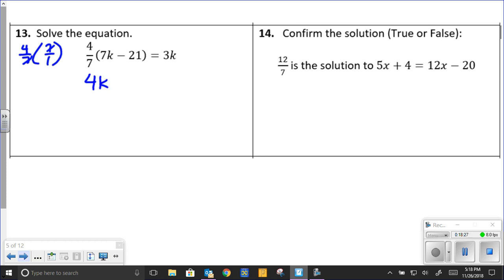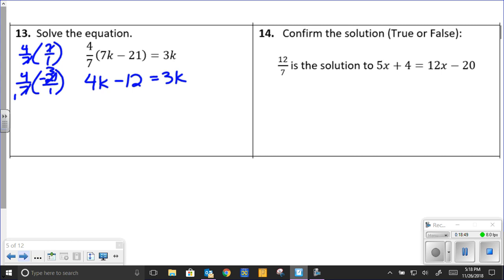So this is 4k. And then the same thing with the 4/7 times -21/1. I can simplify, that's 1, that's 3, so that's going to give me -12. Or if you multiplied, you're going to have the 4 times 21, and then you're going to divide it by 7. You'll still get -12. We have this is equal to 3k.